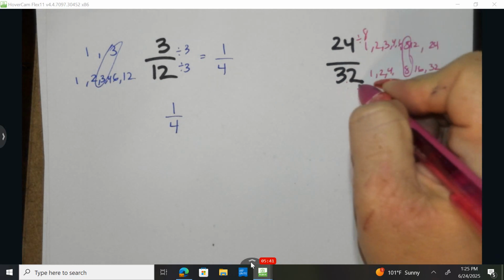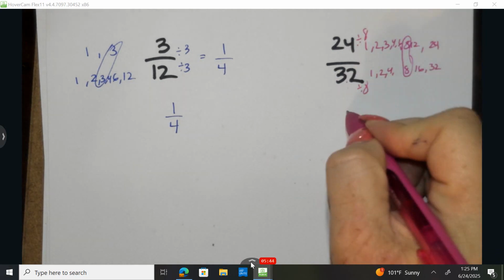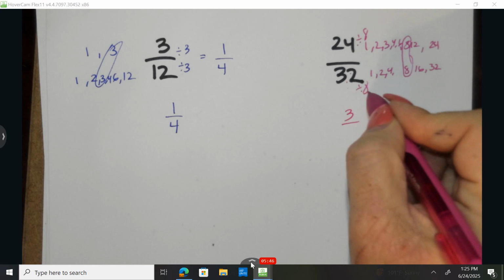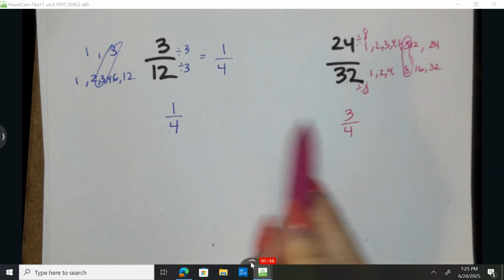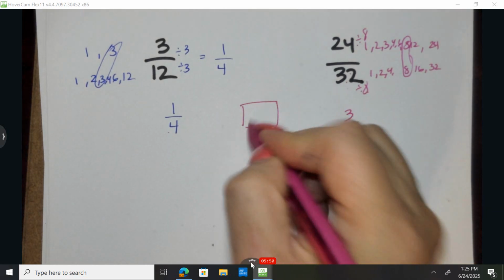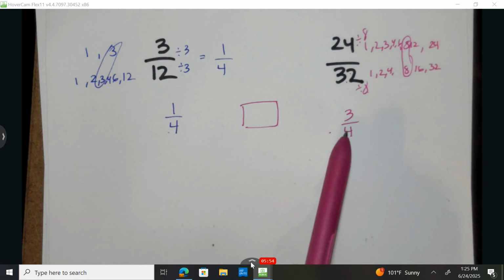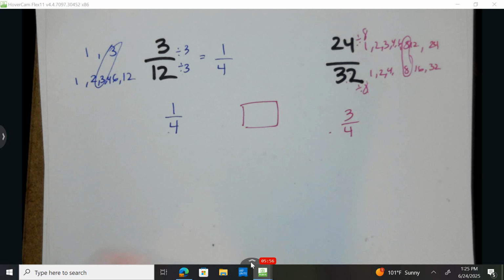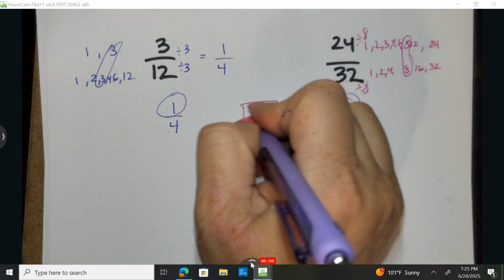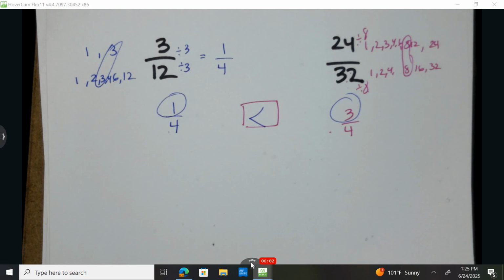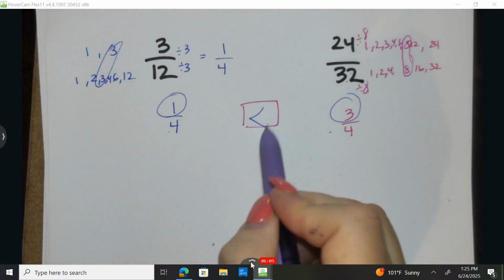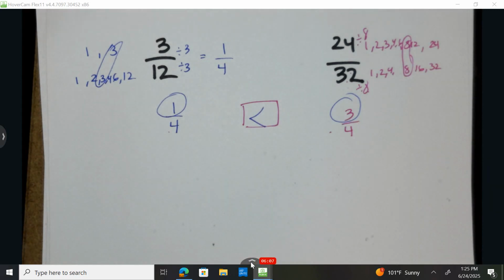Divide by 8, divide by 8. 24 divided by 8 is 3. 32 divided by 8 is 4. And we can see we have the exact same denominator. For this lesson, if you correctly reduce each fraction, your denominator should be the same value. Now I'm going to look at the numerator. I know 3 is greater than 1, and so I'm going to insert the inequality symbol in which it looks like a mouth is eating the larger of the two numbers.